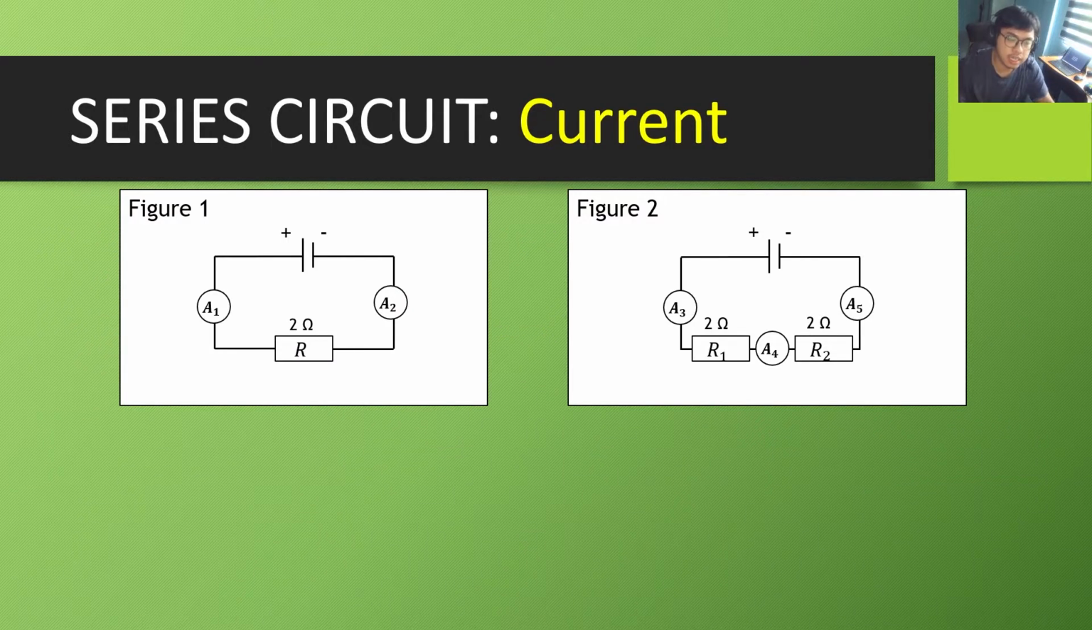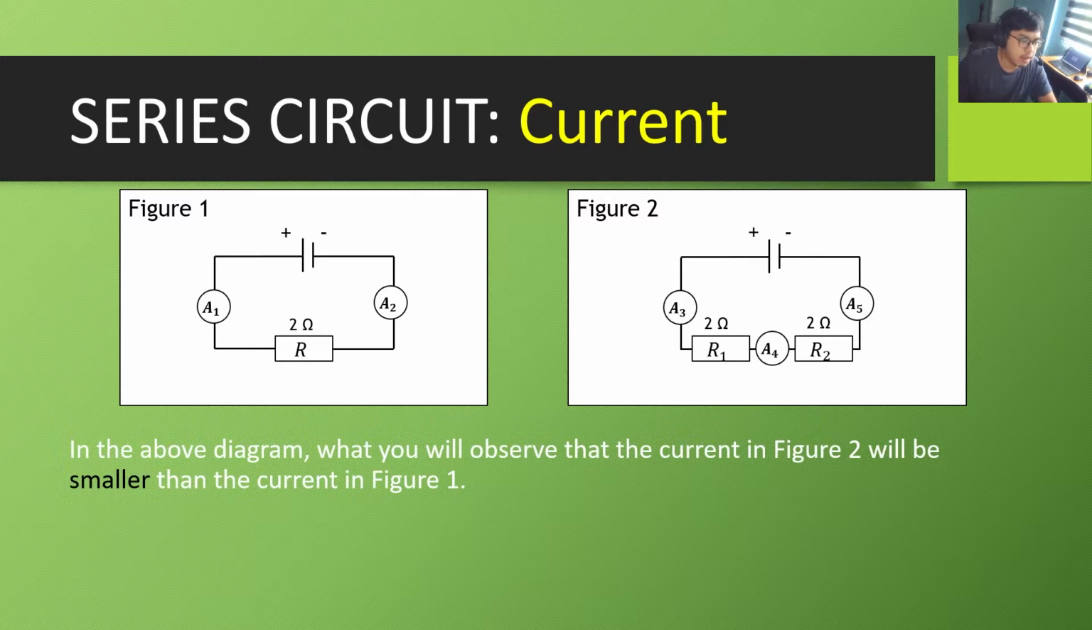Now let's look at current and what happens to current when you have two components in series. You have two figures here, figure 1 and figure 2, and I'll explain what they are. In the above diagram, what you will observe is that the current in figure 2 will be smaller than in figure 1. In figure 1, you have two emitters: this is emitter 1, this is emitter 2, and then you have a resistor here, and this is a cell. In figure 2, you have a cell, you have three more emitters: emitter 3, emitter 4, and emitter 5. And you have two resistors in figure 2.